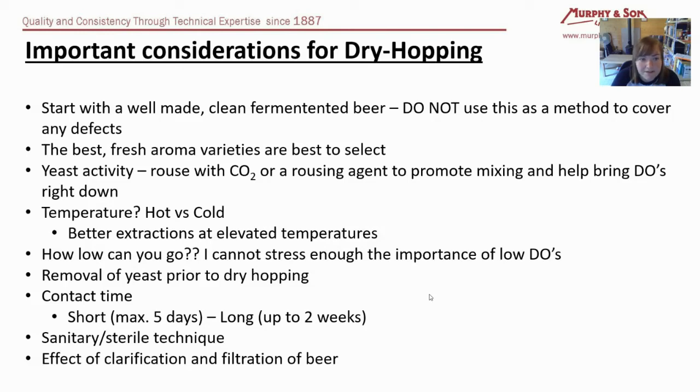Think about your yeast activity. You can rouse it with CO2 or a rousing agent to promote mixing, and it also helps to bring those DOs right down. Temperature. This can be a point of contention when people are thinking about dry hopping. Do you do it hot or cold? You get better extraction at elevated temperatures, but obviously if you do it at a colder temperature, once fermentation is finished, there is less interaction between the hops and the fermenting yeast.